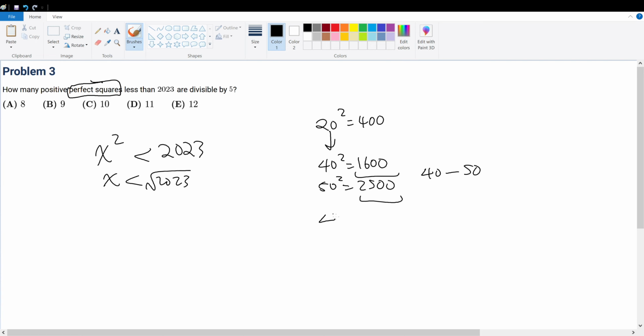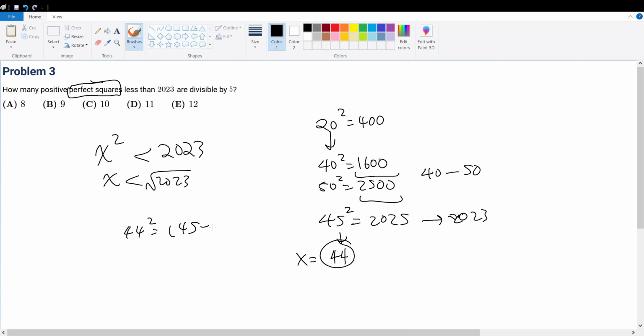Let's try the middle number, 45. 45 squared is 2025, which is obviously a bit larger than 2023. Just a bit though. So therefore we can safely assume that the largest value will be 44 for x. How do I know that? Well, 44 squared gives what?